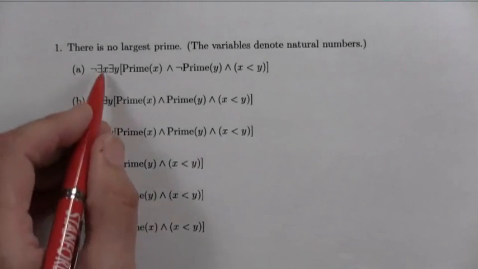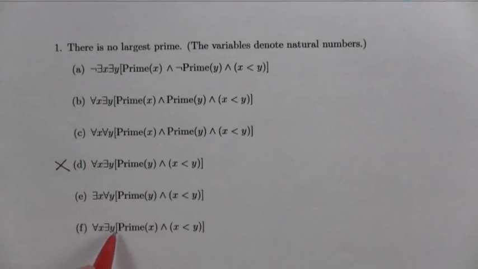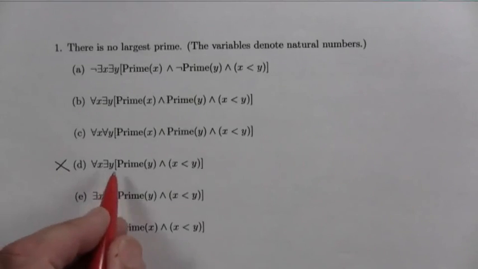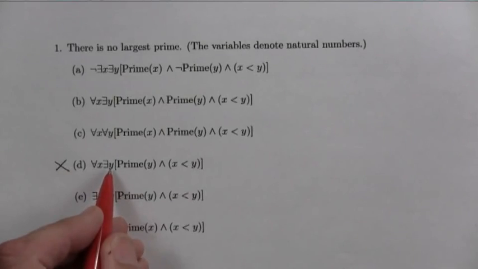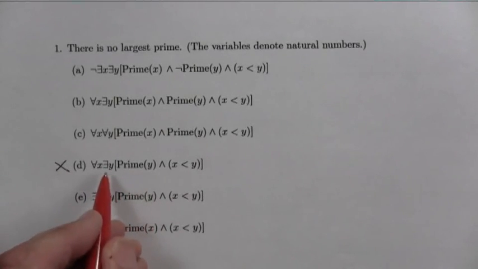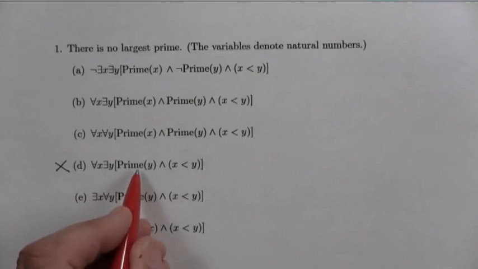So given any x, you can find a number y which is bigger than that x and is prime. And if you work your way through each of the other ones, you'll find out that that's not what it says. It says something else. But that was the one that you needed to come up with to get this one correct. For every natural number, there's a bigger natural number, which is prime. Okay, let's look at number 2.